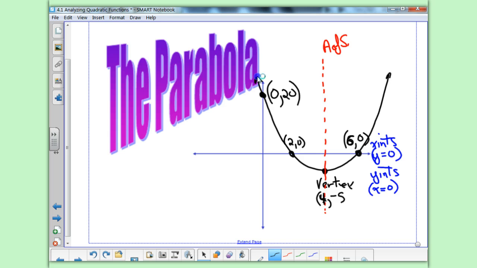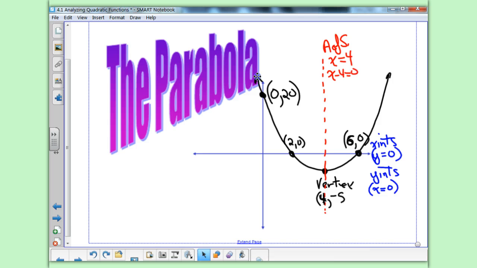The last thing we want to label about this parabola is that the axis of symmetry is an equation. The axis of symmetry is the equation of a line, and this equation would be x = 4 everywhere up and down this line, or you would write it as x - 4 = 0. That's the equation of this vertical line.